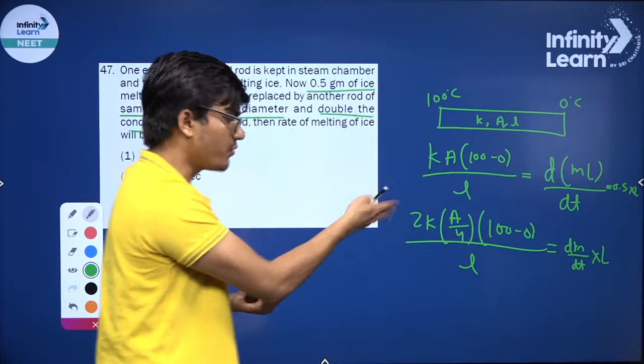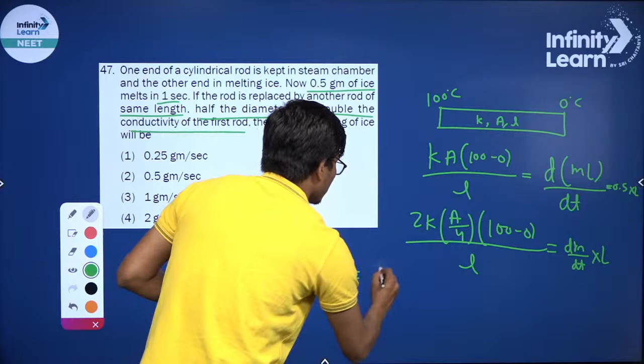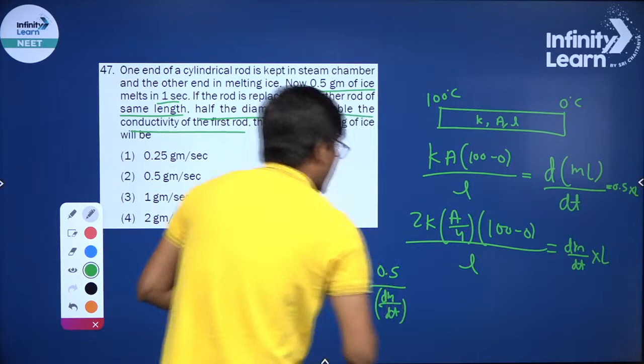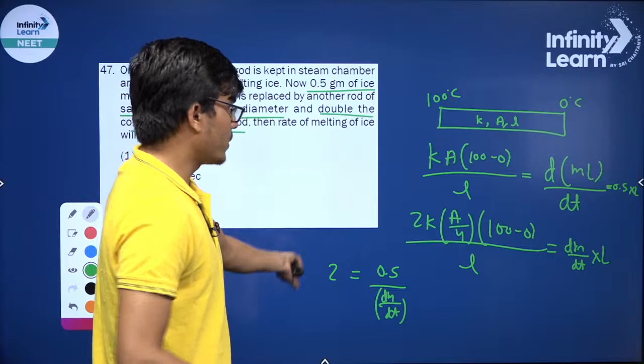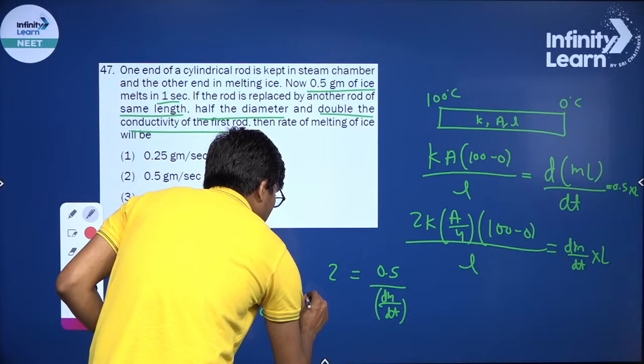Just divide these two expressions. You will have 2 times 0.5 upon dm by dt. Just check if there is any calculation mistake. If you divide them, yeah, 2 will be upside. So dm by dt will be 1 by 4. So your answer should be 0.25 gram per second.